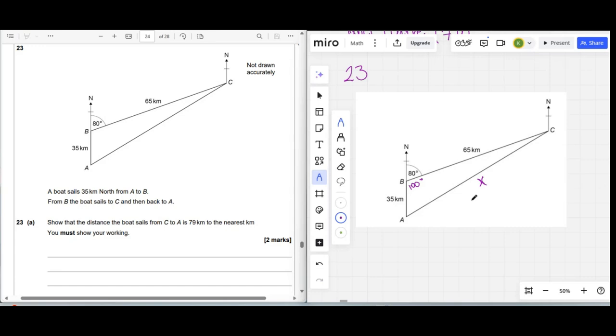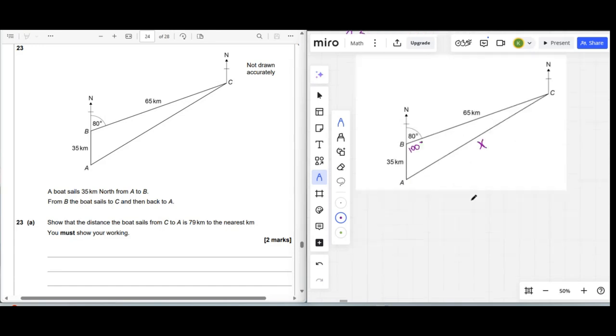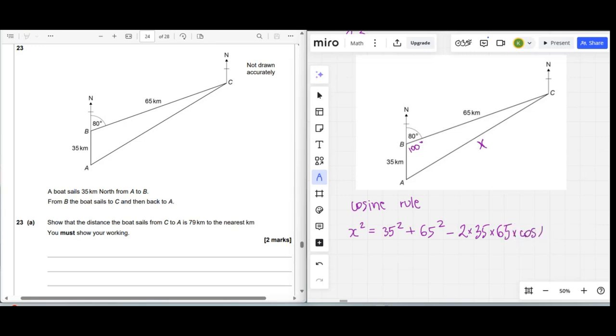Sin? Cosine. Cosine rule. Cosine rule is saying that x squared should be one side squared plus another side squared minus 2 times one side times second side times the cosine of the angle between them.